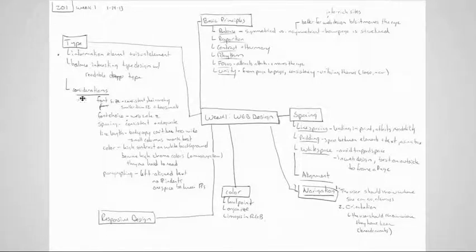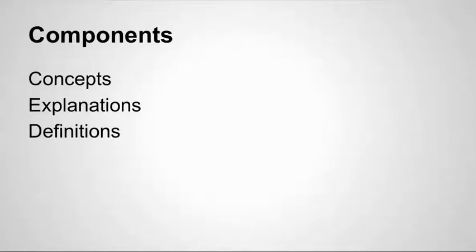Then I did the next reading and I found that they were very similar. They included the basic principles, spacing, navigation, but they added color, responsive design, type, and type considerations. So I added that to the map. So what I end up with here is a really nice combination of concepts, explanations, and definitions.